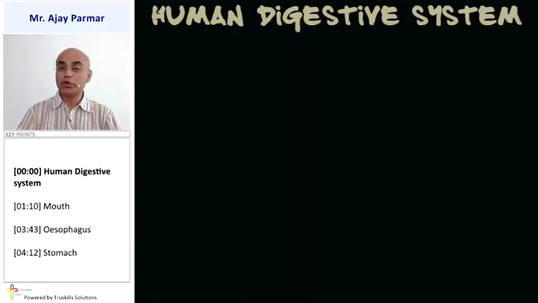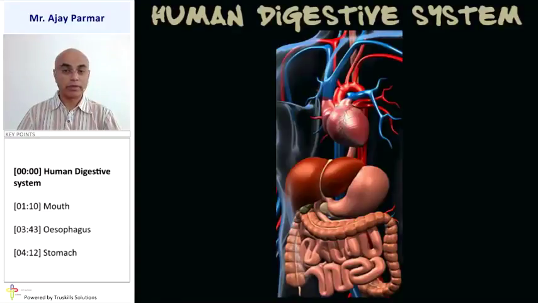Let us discuss the human digestive system in slightly detailed manner. This is the photograph of the human digestive system. Some of the main parts of the human digestive system: obviously it begins with the mouth, and the mouth includes the buccal cavity, that is the gap which is there in our mouth. And what the mouth includes, we shall discuss a little bit later on.